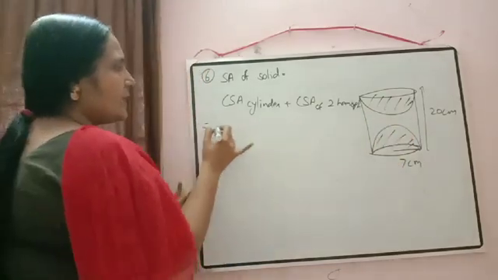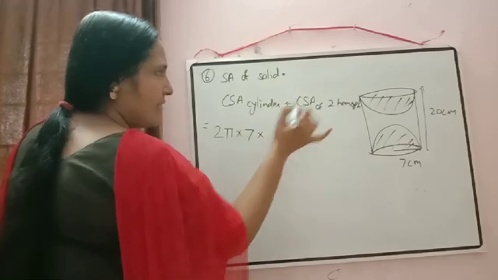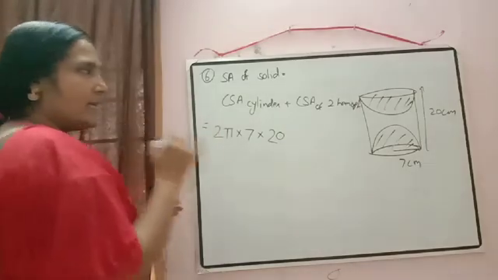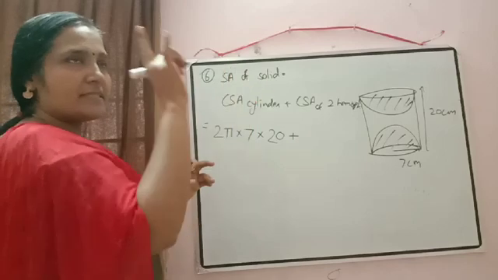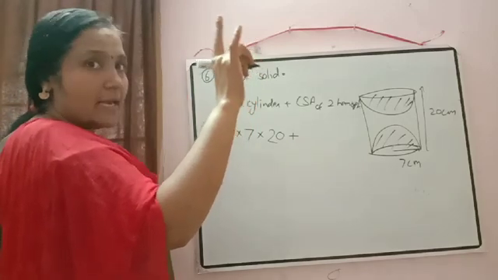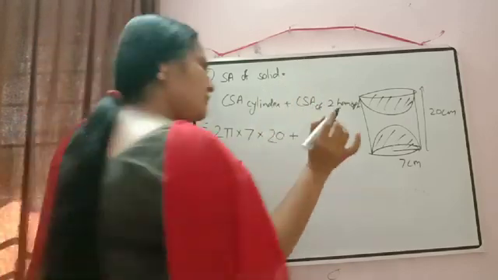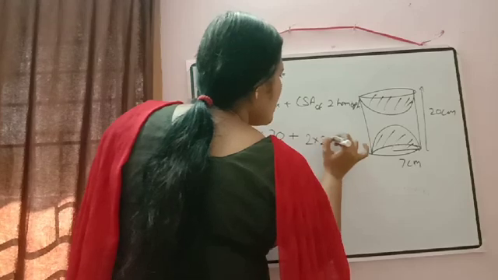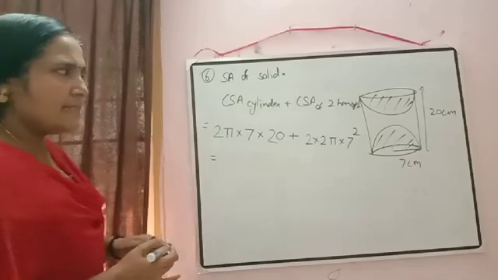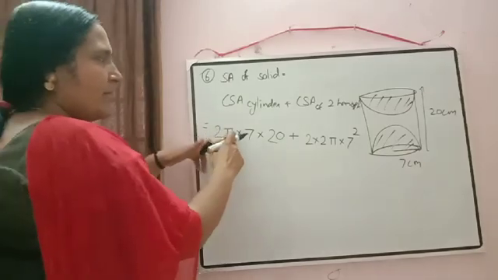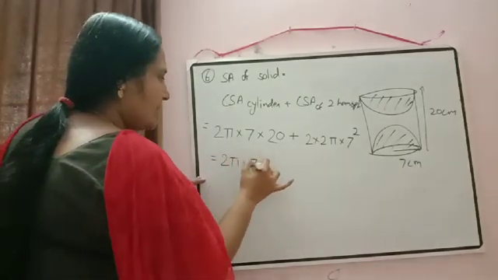Curved surface area of cylinder, formula 2 pi r h. What is the radius given? 7. And height of the cylinder 20, plus curved surface area of two hemispheres. What is the curved surface area of one hemisphere? Yes, 2 pi r square. So curved surface area of two hemispheres is 2 into 2 pi r square, that will be equal to 7 square. Again check the common factor. 2 pi is common, 7 is also common. Take it outside. 2 pi and 7 taken common.